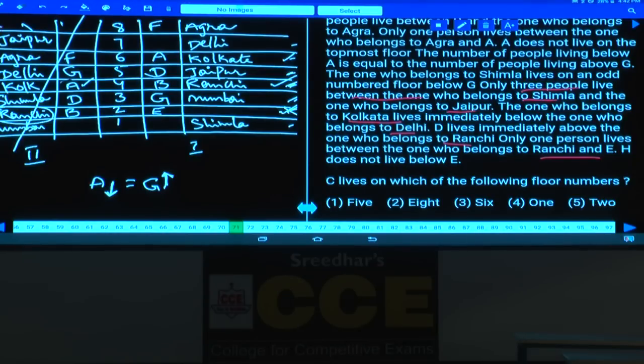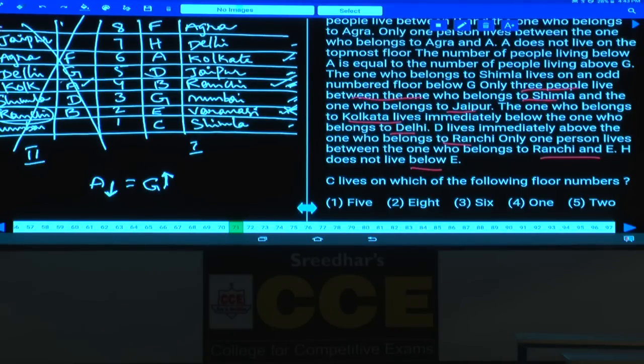Now we are left with only one possibility. Then in this one, H does not live below E. That means H is living above E. H will be here. If H is here, then who is the person left over here? A, B, C is the person left over. And what is the city left over here? The city which is left over is Varanasi, and the person belongs to Varanasi must stay on floor number 2.